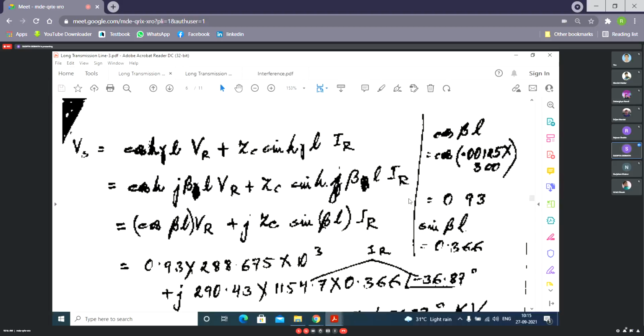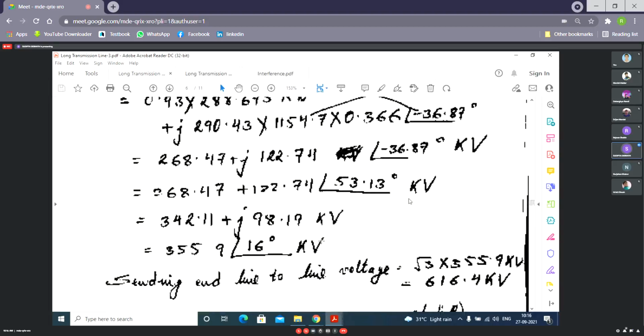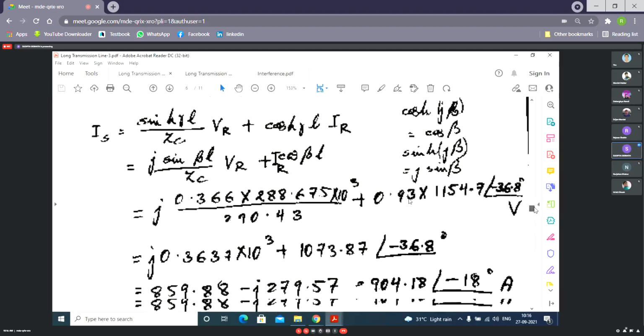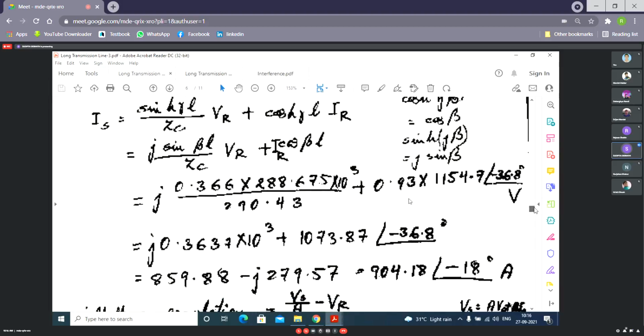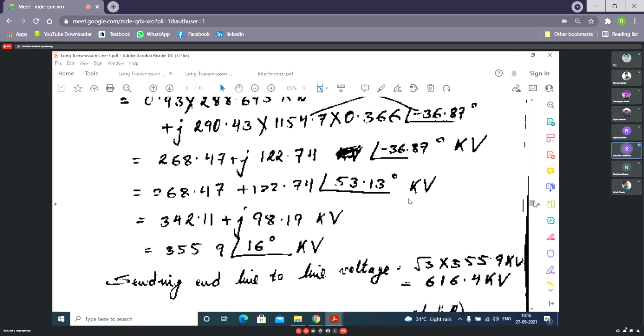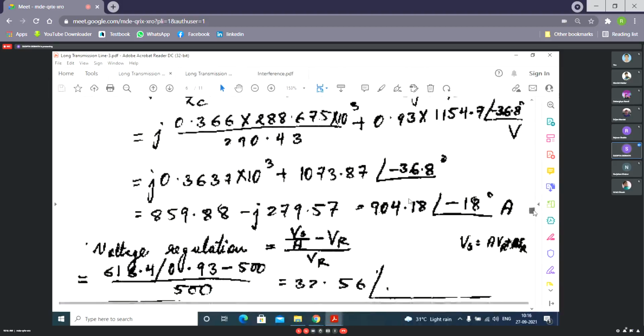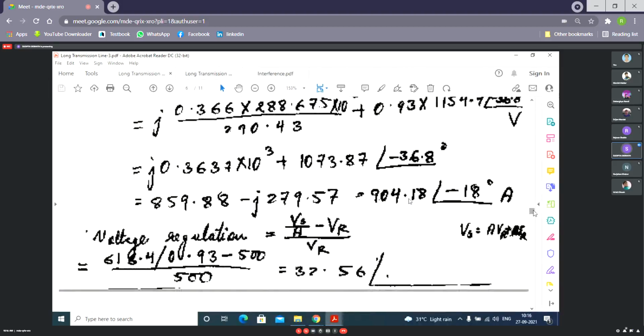Hope you remember. Now you calculate cos beta L, calculate sin beta L. L is known to you, and find out IR, VR, all unknown. You take VR as reference and find out the sending end voltage. Similarly, find out the sending end current. This you can find out, but please solve this by yourself. Otherwise, you may know everything, but ultimately during calculation, you may make some mistake. So it's very important to solve it.